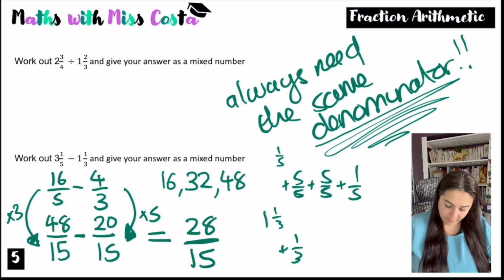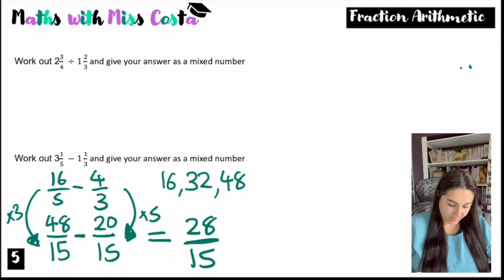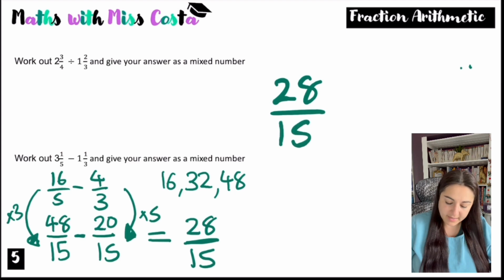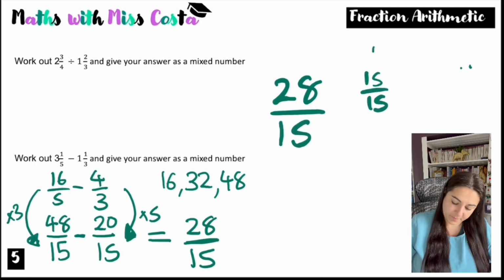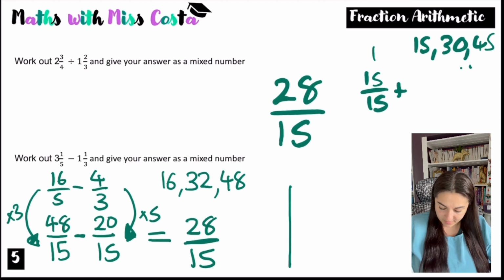Once again, I've been asked to write it as a mixed number. So I think to myself, how many lots of 15 fit into 28? So 15 over 15, that's one lot. And the 15 times table is 15, 30, 45. So I know that it's only going to be one whole. So 1, and then the remainder from 15 to 28 would be 13. So 1 and 13 over 15.